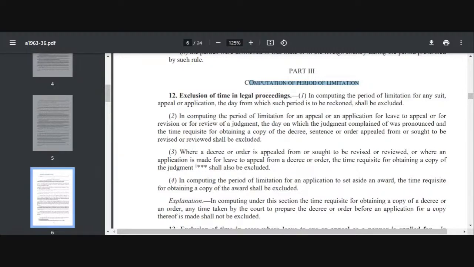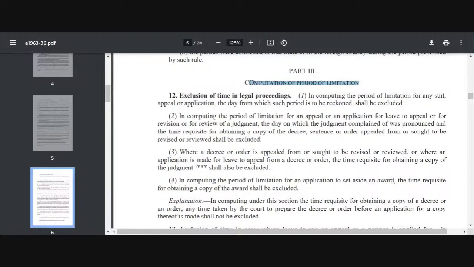And for an application for revision or for review, you have to exclude these days: the day on which the time begins to run, the day on which the judgment is pronounced, the time required for obtaining a copy of the decree, and the time required for obtaining a copy of the judgment. And when computing the period of limitation for an application for leave to appeal, the day on which time begins to run is excluded, the day on which judgment was pronounced is excluded, the time required for obtaining a copy of decree is excluded, and the time required for obtaining a copy of judgment is also excluded.